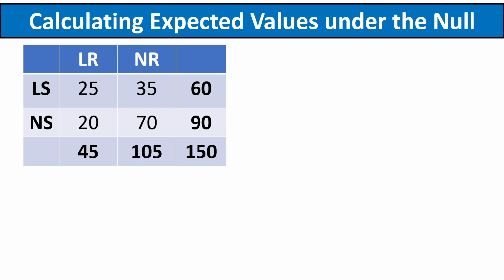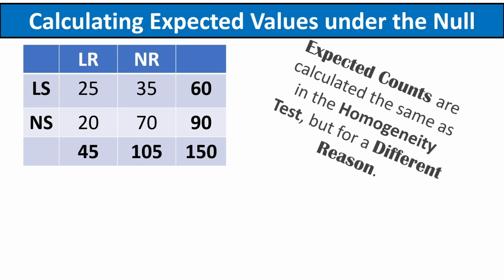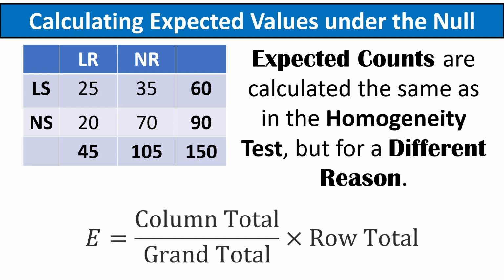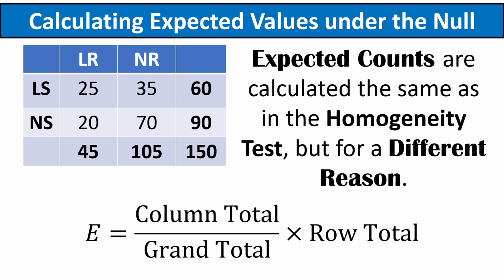So, starting with calculating expected values. Turns out that the expected counts are calculated here the same way that they were calculated for the homogeneity test. However, they're calculated in this way, in this scenario, for a different reason, and I want to explain what that reason is.